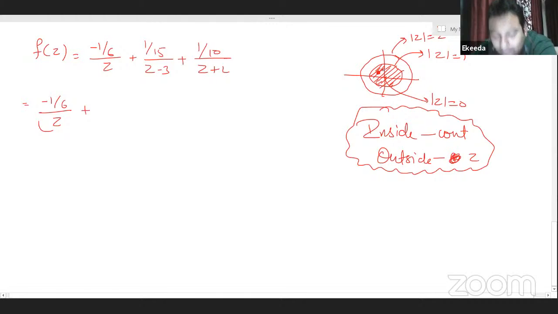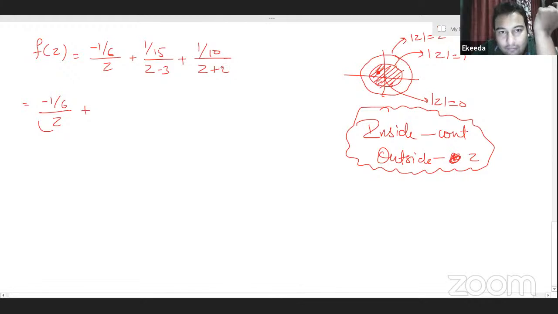Now, please tell me, this is z minus 3. That means mod z is equal to 3 in short, because we equate it to 0. So this is z equal to 3, so that is mod z is equal to 3. Mod z is equal to 3 means this outer circle. So this particular point is lying inside this circle. It's very clear.